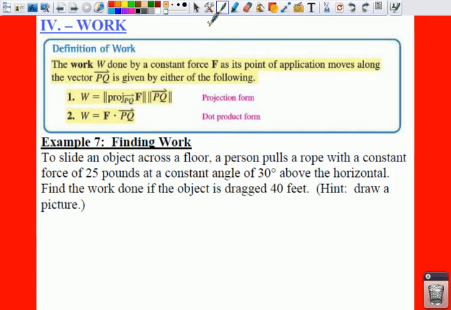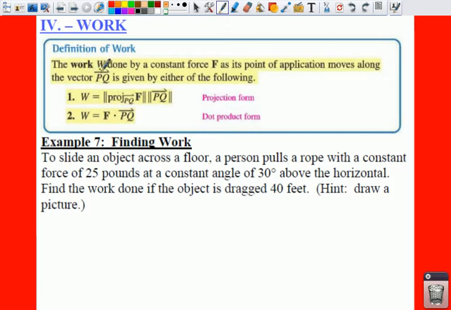Finally, last example for lesson 6.4. Here we're going to be doing work. I know this will be new for some of you guys, but we're still going to try to do some work. So there's a couple different formulas you could use.